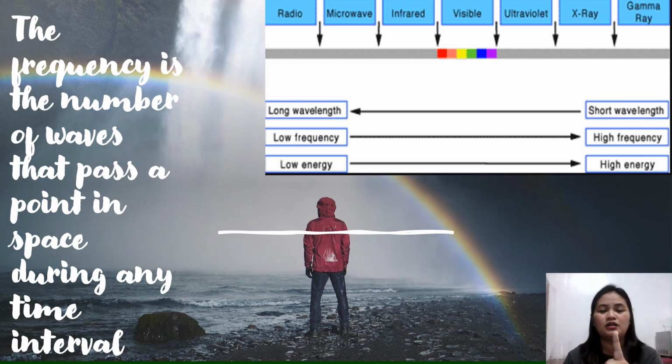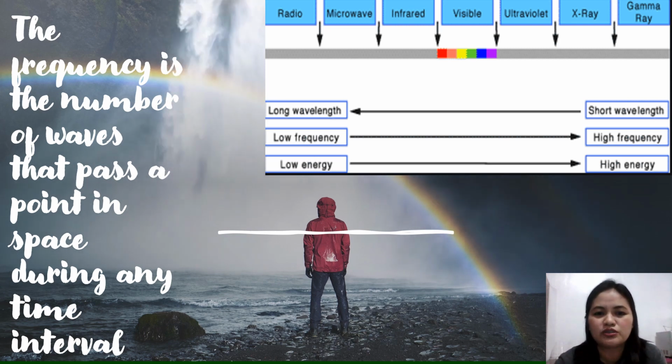For example, the time interval is 1 second. So in 1 second, how many waves can pass through this point? For example, 5 waves pass through this point in 1 second, or 5 waves per second. Yun yung sinasabing frequency. How frequent? Okay? The number of waves that pass a point in space during any time interval.